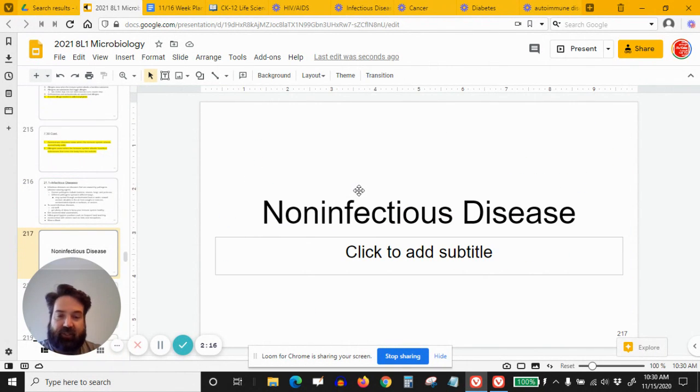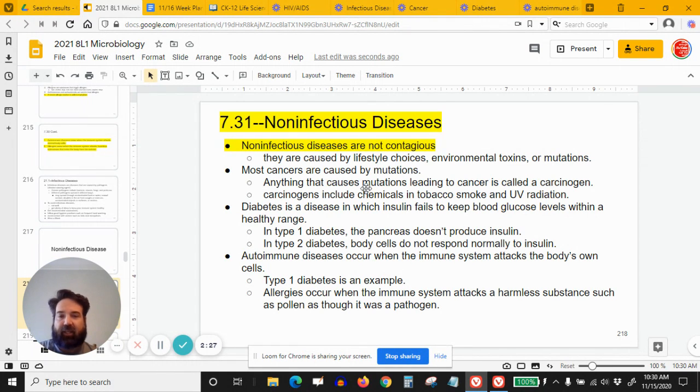All right, that brings us to non-infectious diseases. If infectious diseases can be spread from person to person, then non-infectious diseases do not spread from person to person. Right off the bat, this is chapter 7, lesson 31. Non-infectious diseases are not contagious. They're usually caused by lifestyle choices, environmental toxins, or mutations. Most cancers are caused by mutations. We talked about those in a previous video.